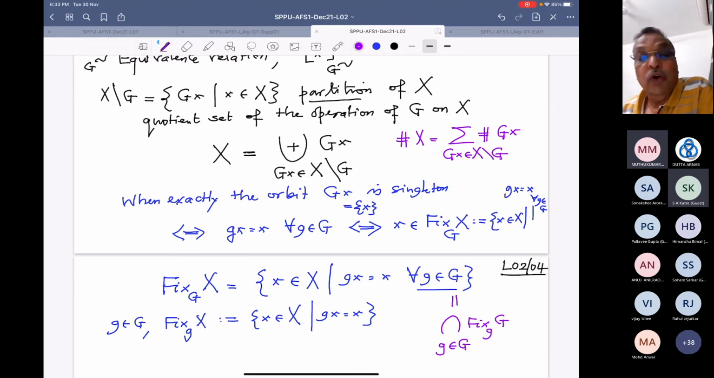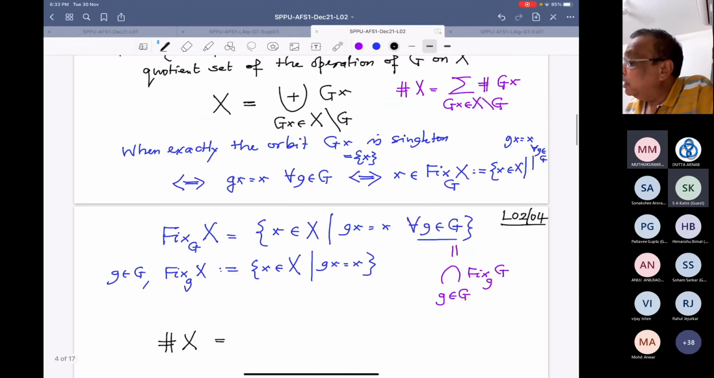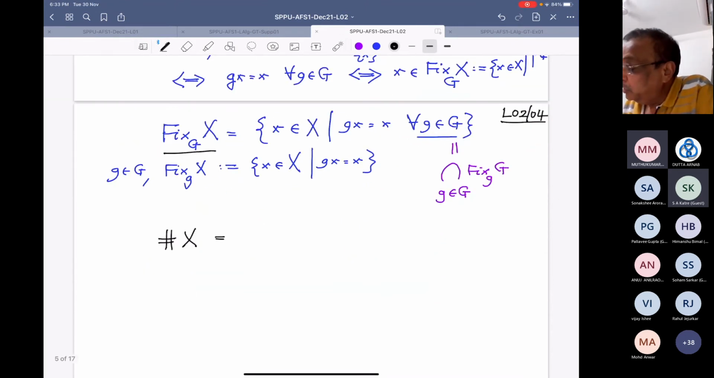So in this sum now I want to separate out which are the singletons and which are the more than singleton. So therefore this formula will improve and we will get a formula: cardinality of X equal to, and how many of them are singletons? As many as them are the fixed points. So this cardinality will be equal to cardinality of the fixed points plus summation of the cardinalities of the orbits.